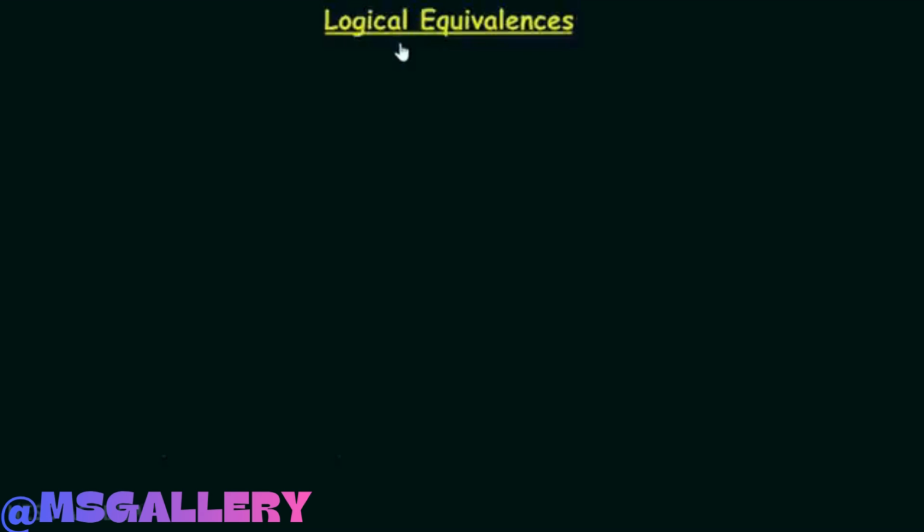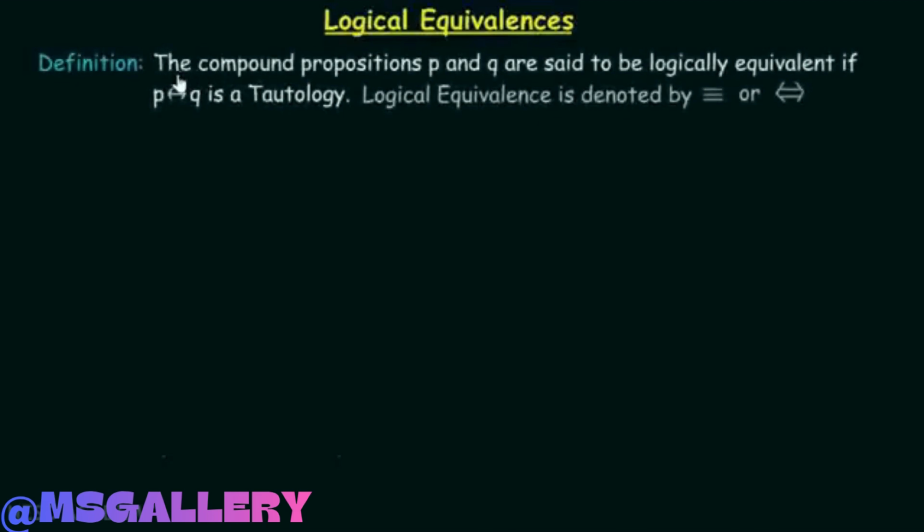In this lecture, we're going to talk about the logical equivalences. Now let's consider the definition of logical equivalence. The compound propositions P and Q are said to be logically equivalent if P biconditional operator Q is a tautology.